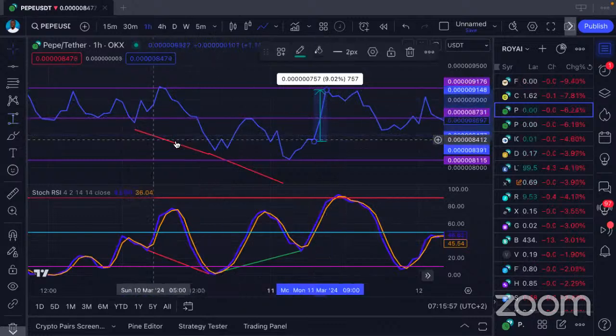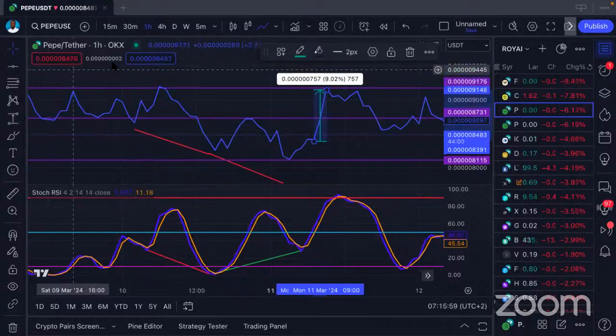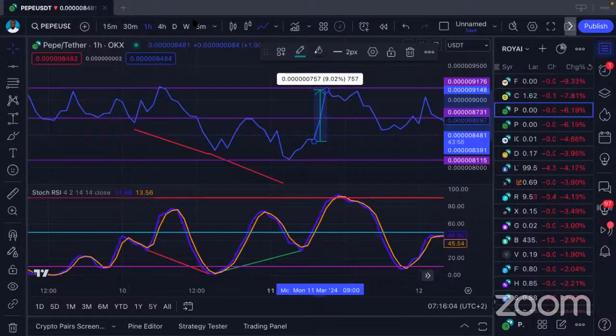I have a question. Is it possible to use divergences to trade? Some answers in the chat. Participate, either say a yes or say a no. Someone is saying I came late.